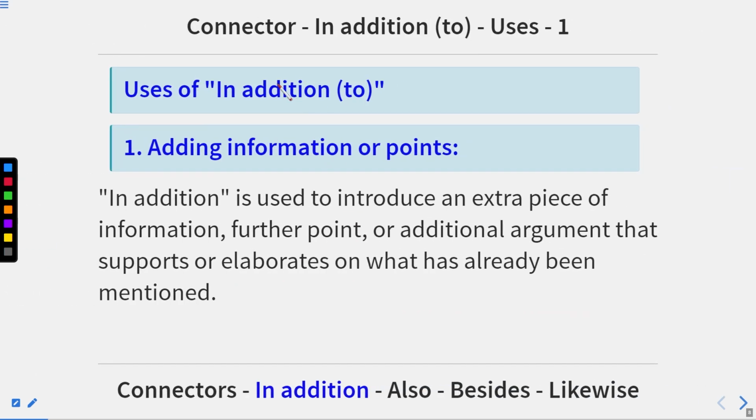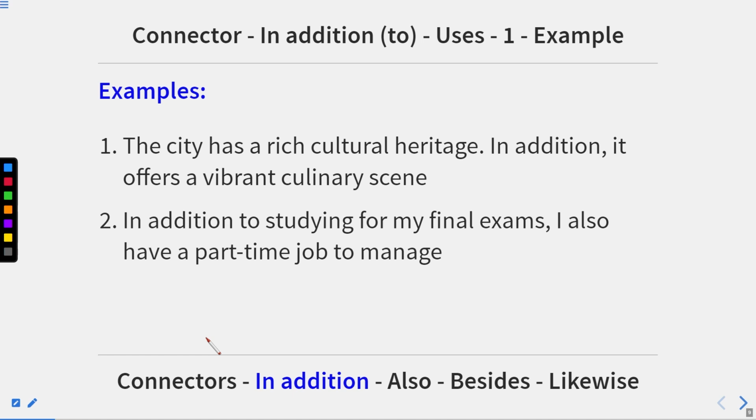Now, uses of in addition to: adding information or points. So this is the basic use of both the phrases, in addition and in addition to, that is, they add information or points. In addition to is used to introduce an extra piece of information, a point or additional argument that supports or elaborates on what has already been mentioned. It means what has already been given to us. Whenever we are going to elaborate it, whenever we want to make it persuasive, or whenever we want to add some further information about that particular point, we use in addition to or in addition. Examples.